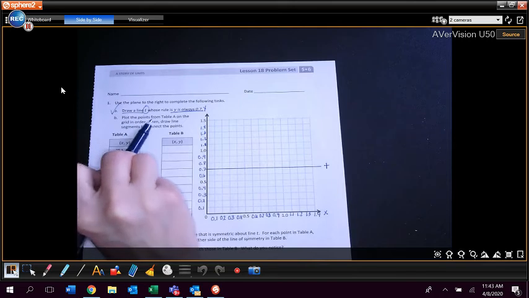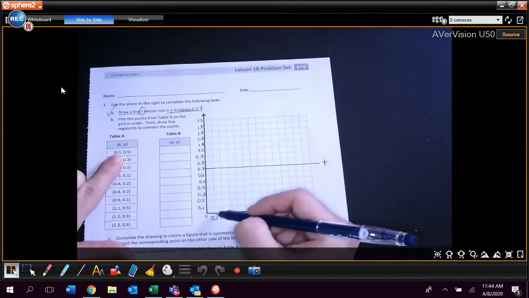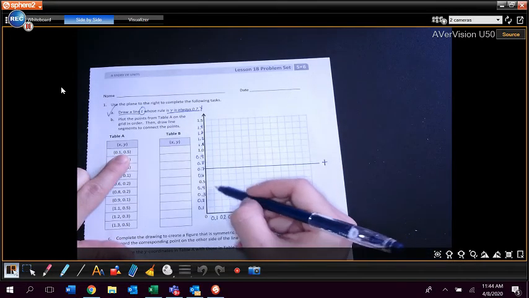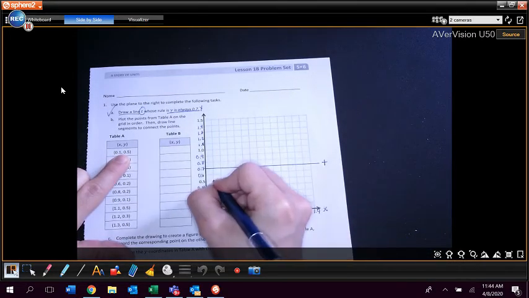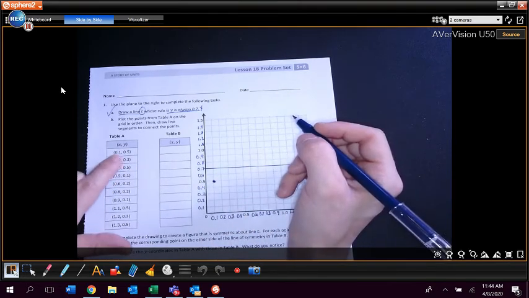Then it says, so I already did A, I'm going to do a little check. Plot the points from table A on the grid in order. Then draw line segments to connect the points. So we're going to plot these guys. 0.1 is my X, my Y is 0.5, right here. This is A. Or not necessarily A because there's no letter.